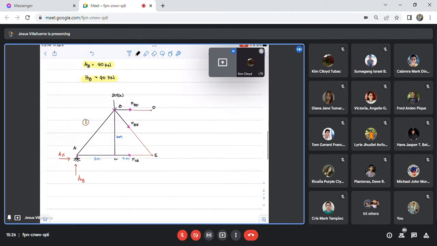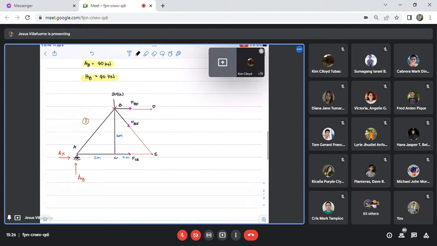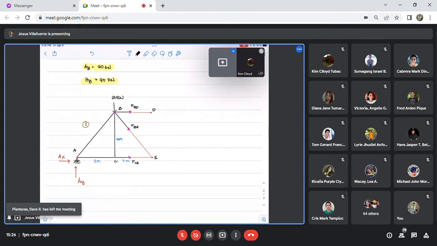Where am I going to take the summation of moments? We have three steps, right? The first step is the support reactions, two is the cutting plane, and number three is you draw the free body diagram. This is now the third step, and the fourth step is you apply the equilibrium equations. How many equilibrium equations do we have? You said earlier, three: summation of forces horizontal, summation of forces vertical, and summation of moments. In those three equations, which is applicable? Moments, sir. Summation of moments.